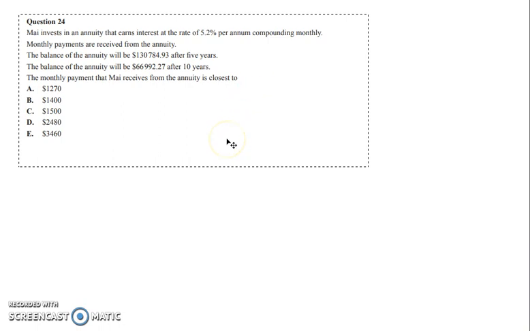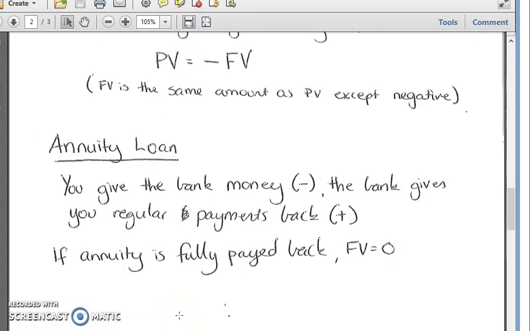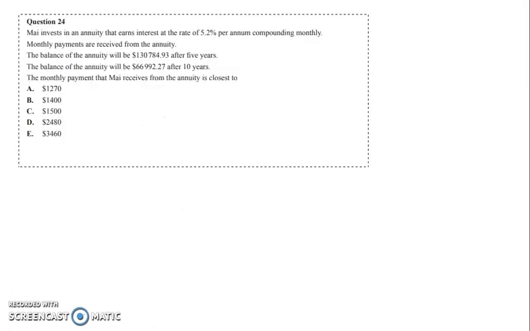Now, from my chapter notes, you will be able to see that an annuity loan is when you give the bank money, which is a minus, because remember, if you put money in the bank, it is physically coming out of your pocket, so it's a negative, and the bank gives you regular repayments back, which is a positive, because the money goes into your pocket. If we fully pay off the annuity, our final value is 0. This has come from the Chapter 9 notes.